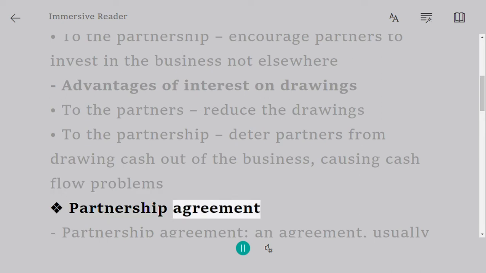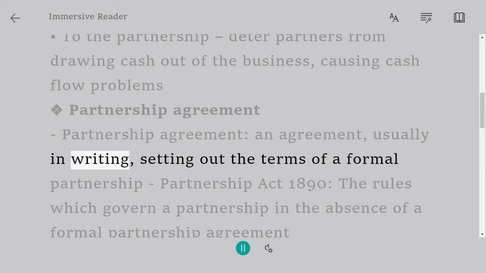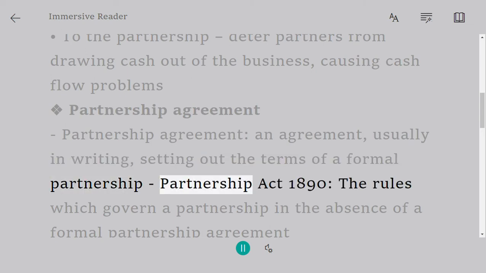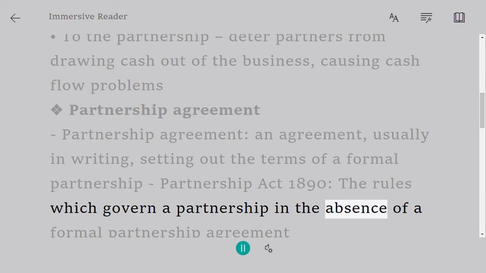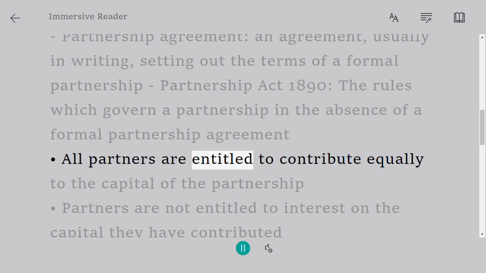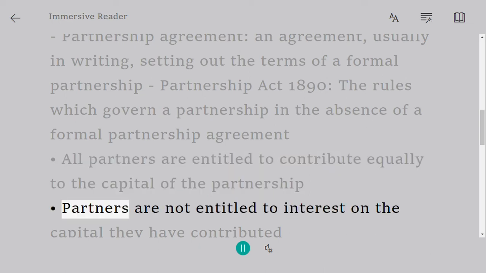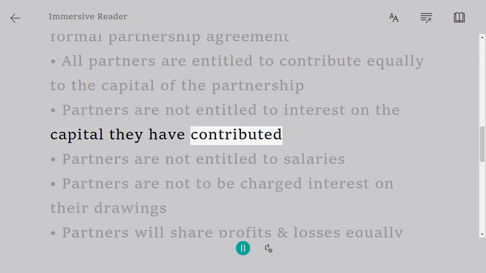Partnership agreement: an agreement, usually in writing, setting out the terms of a formal partnership. Partnership Act 1890: the rules which govern a partnership in the absence of a formal partnership agreement. All partners are entitled to contribute equally to the capital of the partnership. Partners are not entitled to interest on the capital they have contributed.